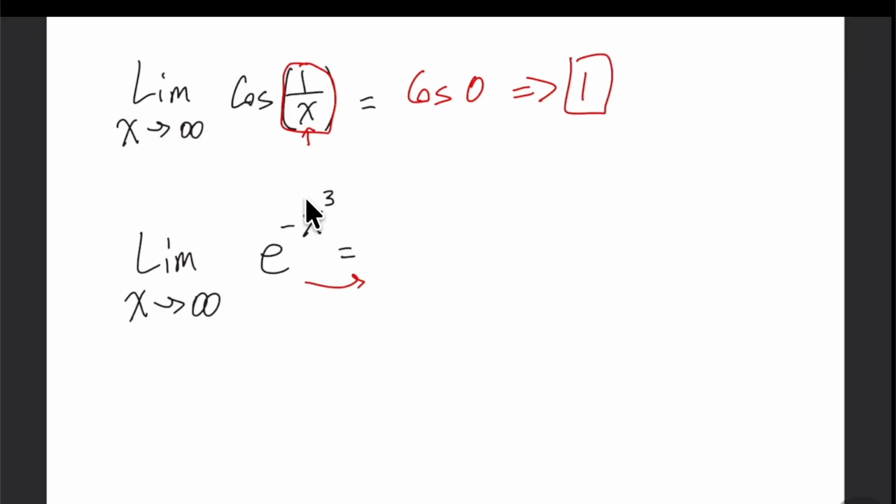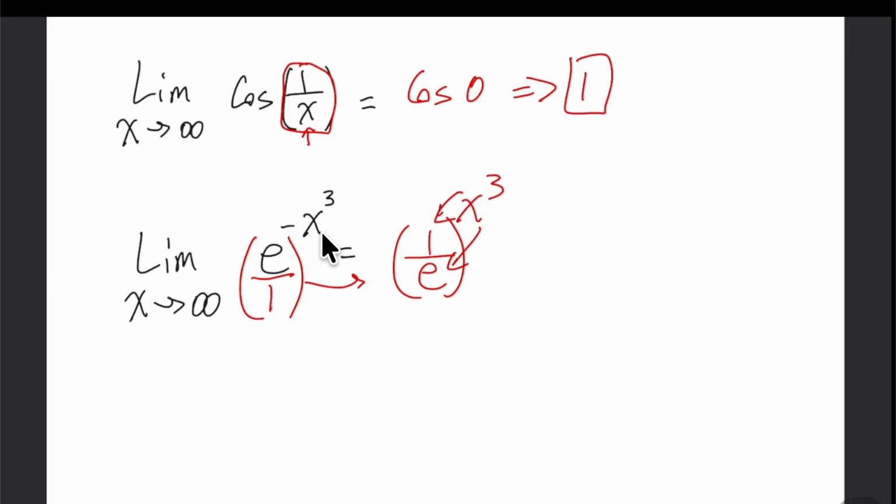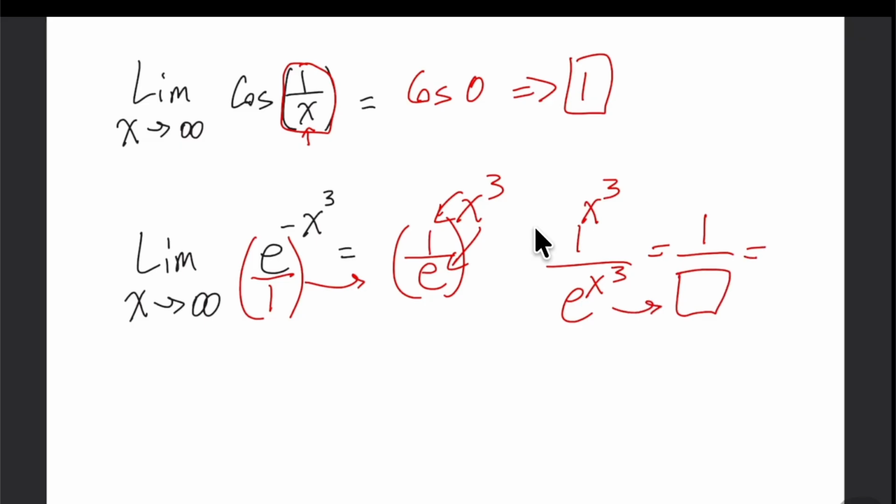Here, the limit as x approaches infinity of e to the negative x to the third power. This is e over 1. We're going to flip the fraction and change the sign on the exponent. Then we're going to use the power rule. We're going to have 1 raised to the x to the third power over e x to the third. 1 raised to any power is 1. This number is going to get very, very large. This whole limit is going to head to 0.